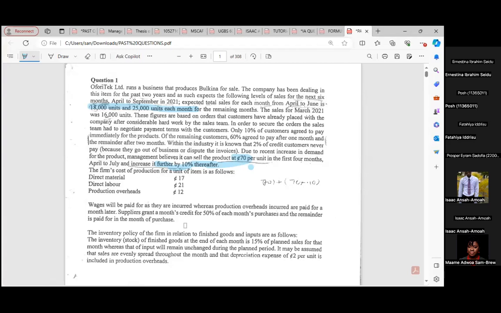The firm's cost of production for a unit of item is as follows: direct material 17 cedis, direct labor 21 cedis, production overheads 12 cedis.